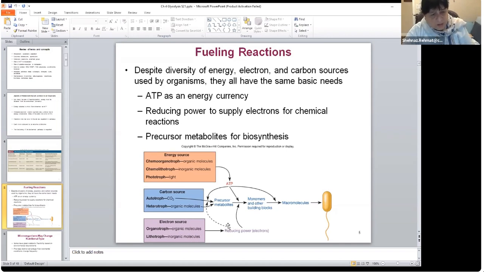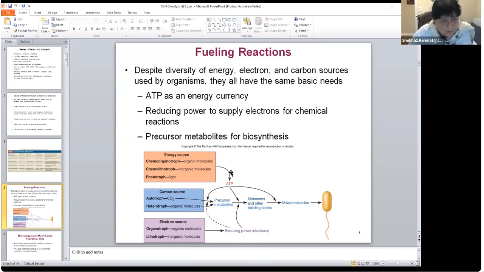So this reducing power will be applied, and the ATP will be applied also, either to make the precursors or move the precursors into the monomers, or the building blocks. And eventually the building blocks will be converted into macromolecules with the use of ATP. And finally, your pretty little bacterium will be completely synthesized.